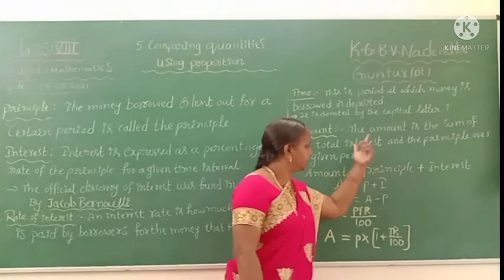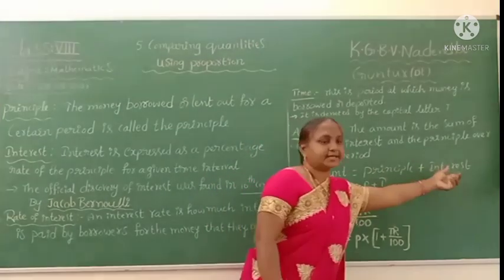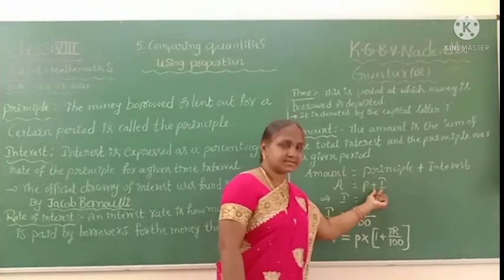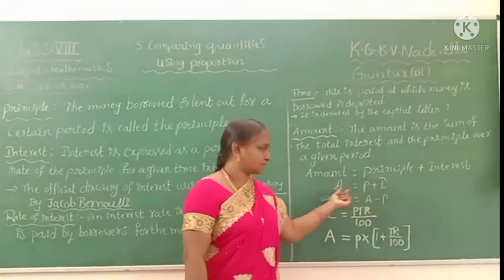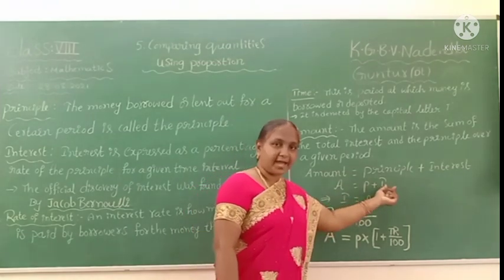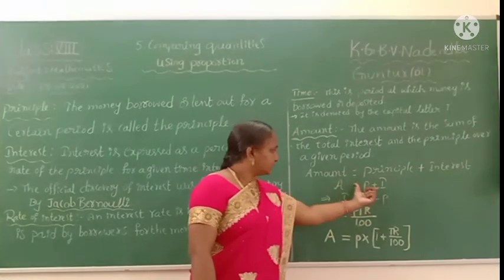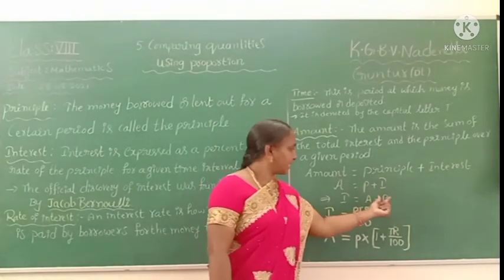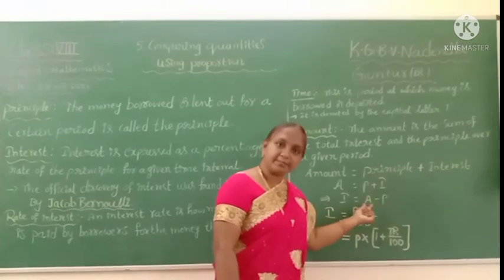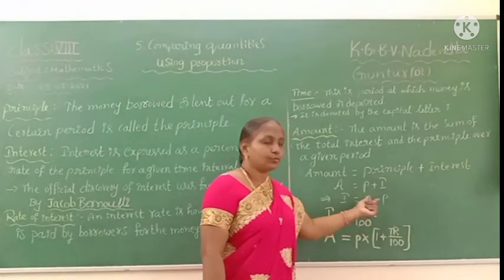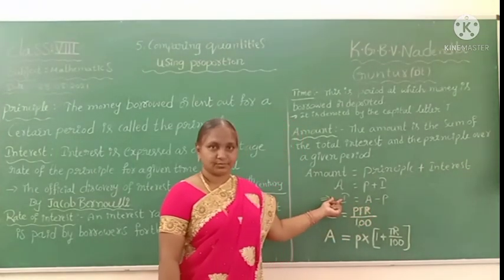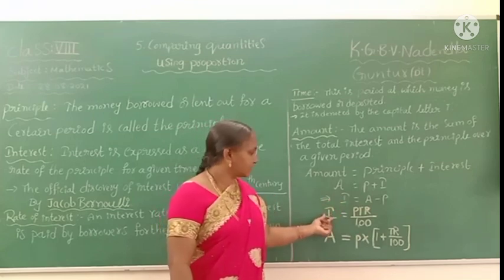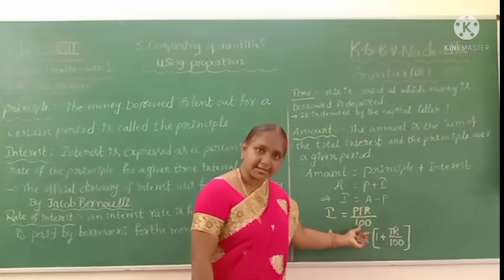Amount is, by definition, principal plus interest. It is also written as A = P + I, where A is amount, P is principal, and I is interest. By using this formula, we can find the interest also. If we subtract the principal from the amount, we get the interest. We know the interest formula also: I = PTR/100.